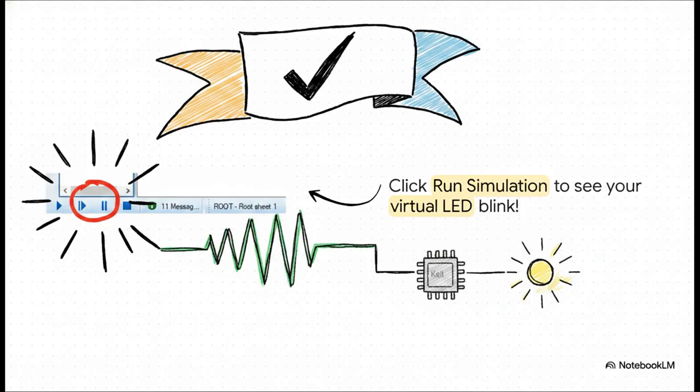The instant you do, the Proteus engine starts reading the instructions straight from your Keil hex file, and you are going to see that virtual LED on pin 21 start blinking on and off every 500 milliseconds, just like we coded. It is honestly so satisfying to watch that software logic spring to life as hardware action.